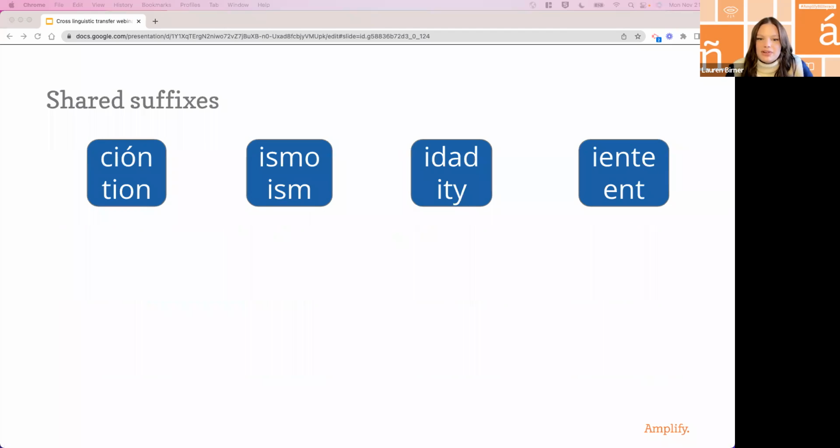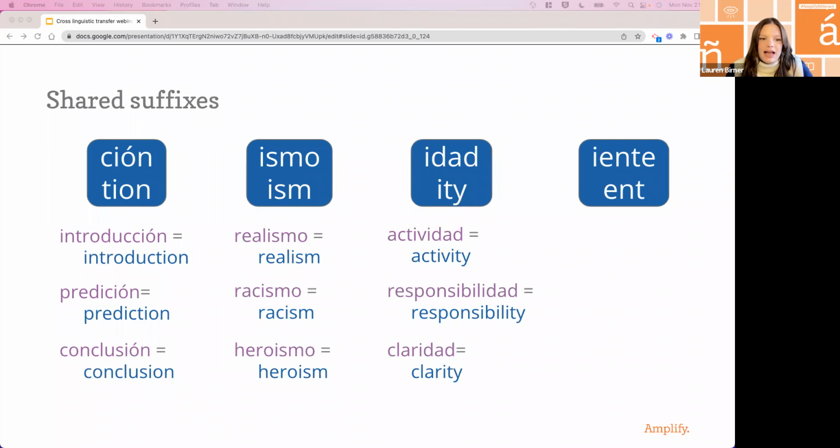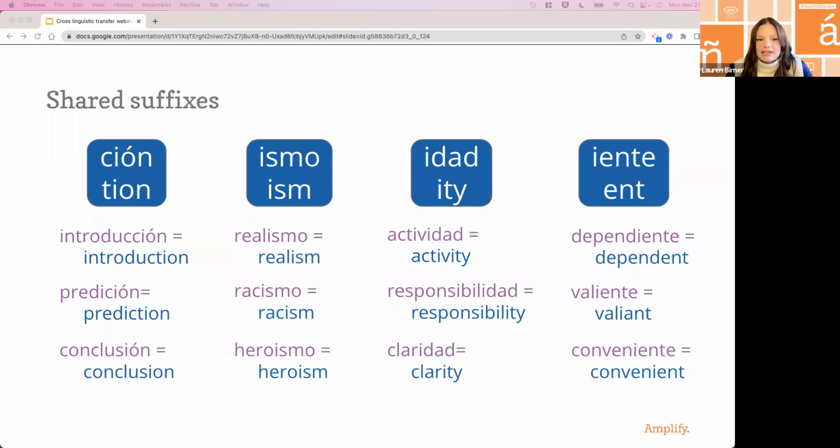The same goes for suffixes. So even though, again, the spelling is slightly different, like our example, sion and shun, as well as ismo and ism, edad and ety, and iente and ent. These are all examples of suffixes that are shared in meaning, although their spelling and their pronunciation are slightly different. It's another aspect of both languages that can be used to help support their understanding in either language.